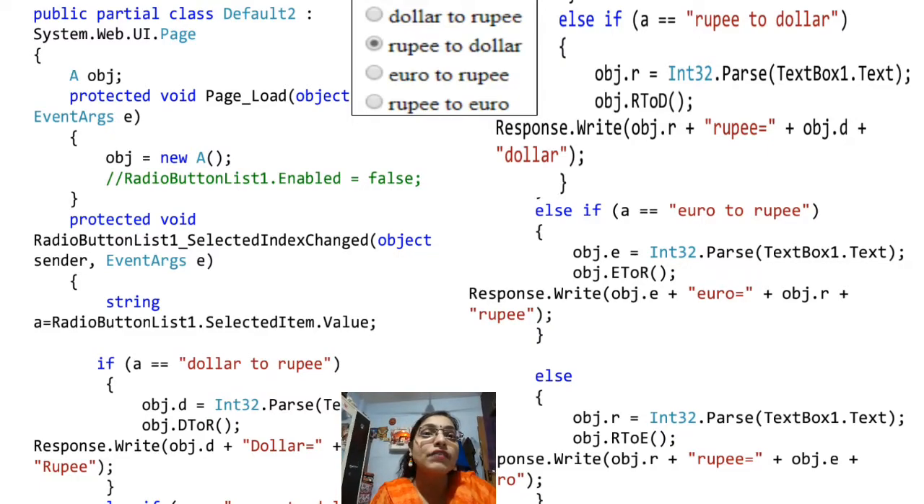Similarly, you are having rupee value. If you enter rupee, you want to store that value into R. For the same, we have used that DRE variable. So now we want to convert dollar to rupee. First we have to take the entered value, that is the dollar value. From where will we get that particular value? From the text box, right?